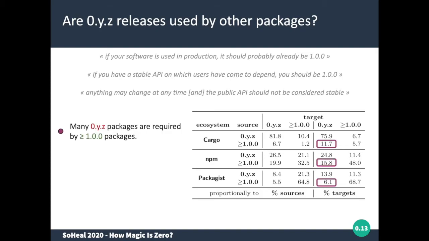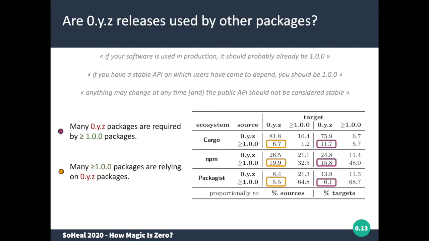So the first thing we studied was if there are many packages that are still in the 0 version range that are required by packages with a version 1 or higher. And we see for the 3 different ecosystems that the percentage of packages that are in these cases can be relatively high. It ranges from 6% to 16% of packages in 0 version range that are being required by packages with version 1 or higher.